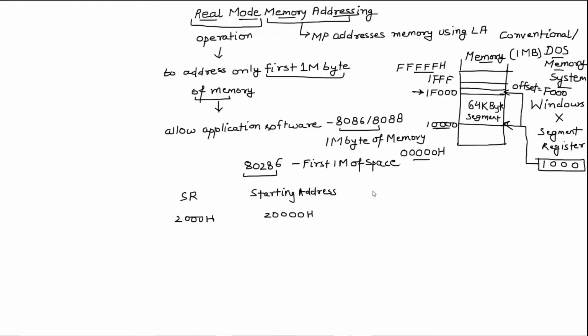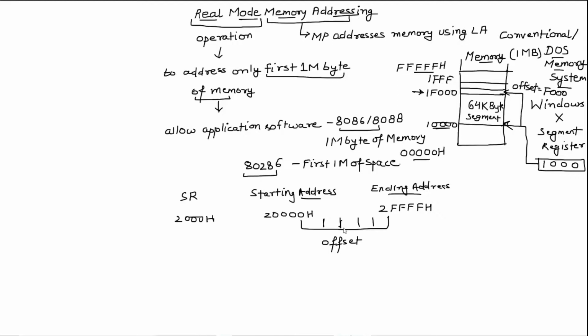And what will be the ending address? We will have to add 64k bytes to this. So we can add 4 Fs like this, so we will get an ending address. So in this range, this is the starting address, this is the ending address. There will be some more segments, and those instructions which are stored in these segments can be accessed using the offset address. Now we know how to actually calculate the physical address.